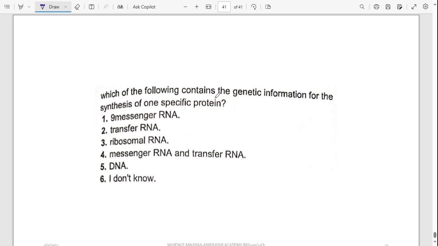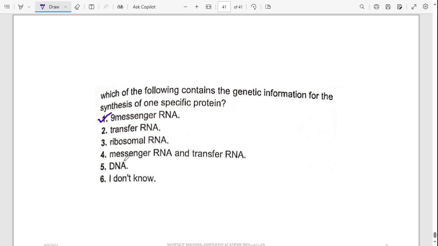Which of the following contains the genetic information for the synthesis of one specific protein? Remember, genetic information is found where? Messenger RNA, transfer RNA, ribosomal RNA, messenger RNA and transfer RNA, DNA. So mRNA is the one which contains the genetic information. It's the carrier of genetic information for the synthesis of one specific protein.